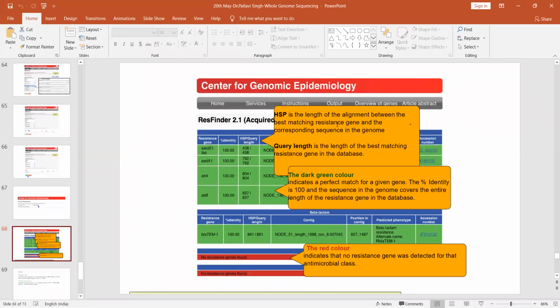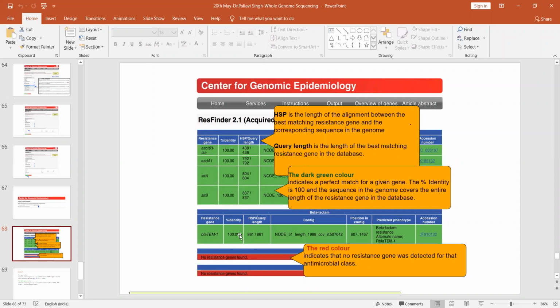sequence. HSP is again the length of the alignment between the best matching resistance gene and the corresponding sequence in the unknown genome that you have uploaded here. Query length is the length of the best matching resistance gene, obviously. So the better this criteria, HSP or query length, the better is the result. The dark green color indicates a perfect match for a given gene. And the percentage identity shows you how much of the sequence in the genome covers the entire length of the resistance gene in the database. And red color indicates that there were no resistance genes found against the specific antibiotic.